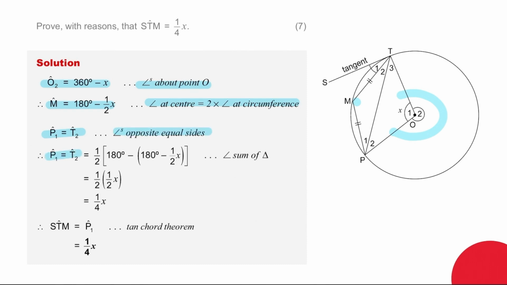We calculate them at the same time because they are each a half of the difference between 180 degrees and the angle that we have. And all of that is based on the angle sum of the triangle. That gives us an end result of a quarter x. So using the tan chord theorem, we link angle STM to angle P1, justify, and conclude.